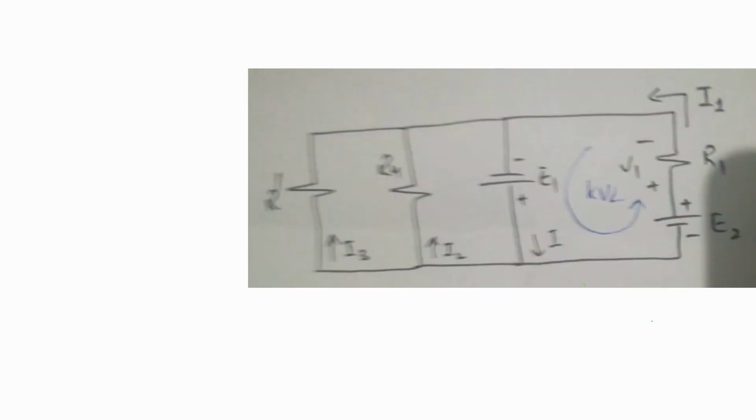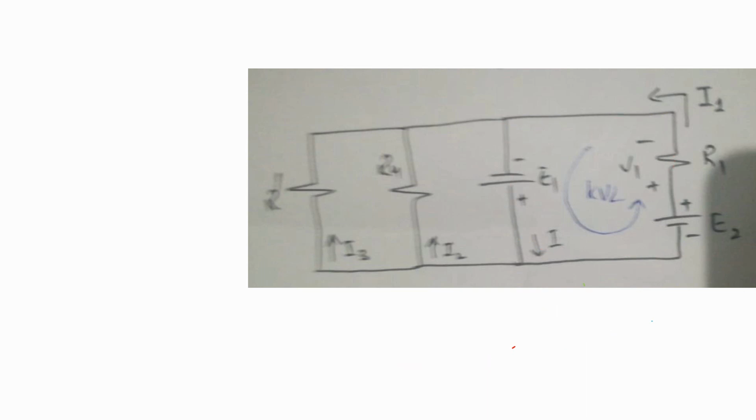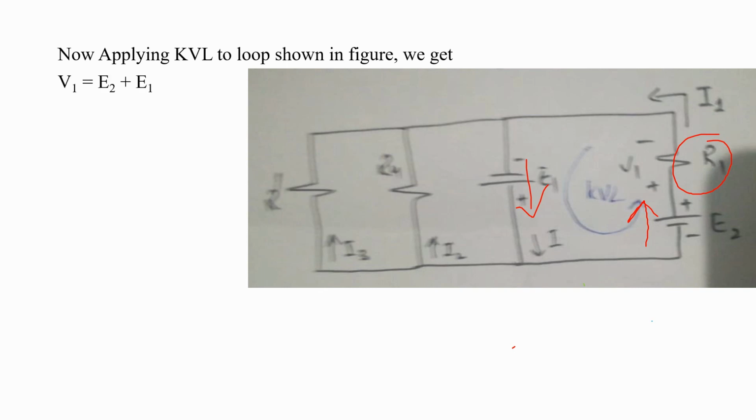Okay, now we have to find the value of V1. V1 is the voltage across resistor R1. In order to find the value of V1, we apply KVL on that loop. KVL states that the sum of all the voltage rises is always equal to the sum of all the voltage drops in a closed loop. In this loop, the voltage across E1 rises, the voltage across E2 rises, but the voltage across R1 drops. So the equation of the KVL can be written as V1 is equal to E2 plus E1.